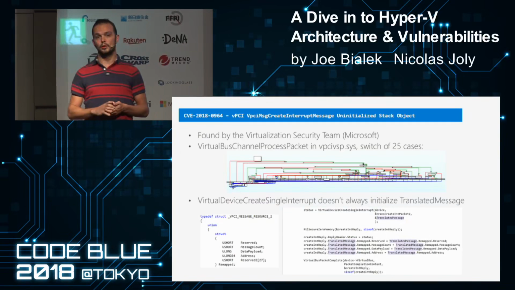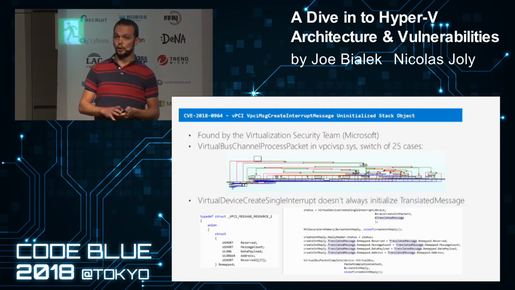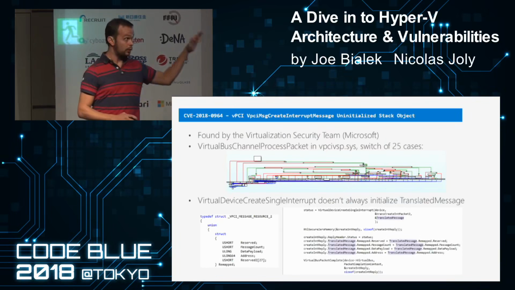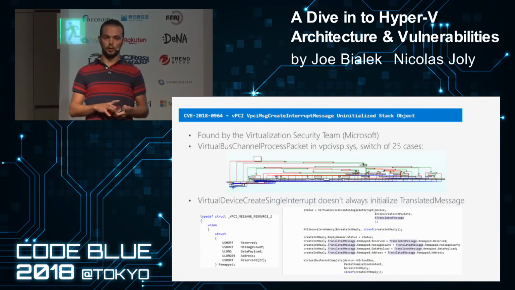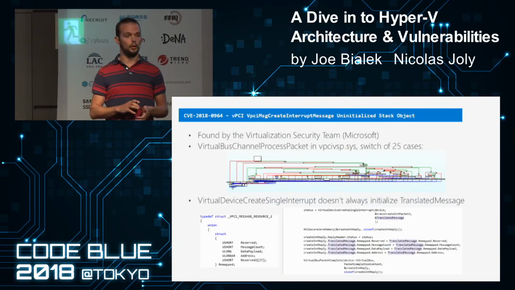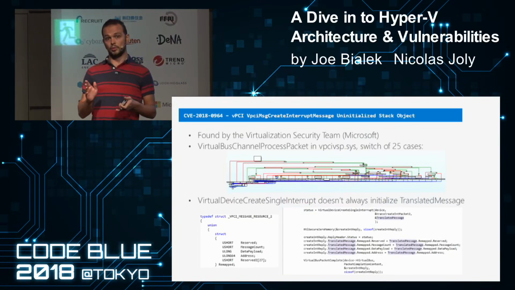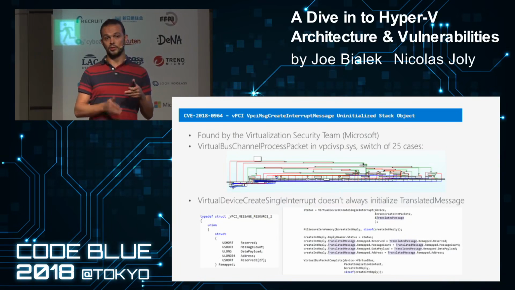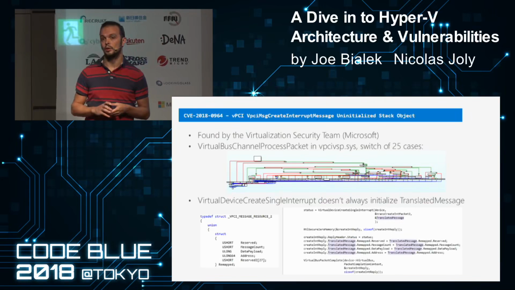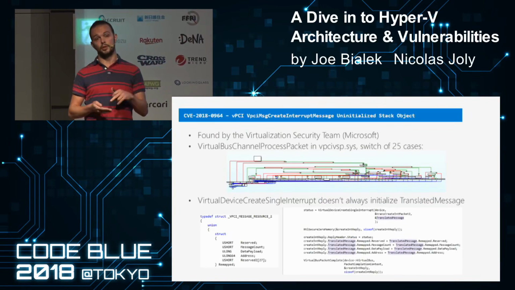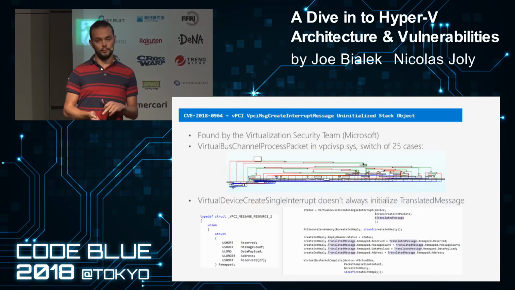So in the host, you've got VPCIVSP.sys, and in that driver, you've got a big switch case. It's virtual, well, whatever that function name is. It handles 25 cases. One of these cases had to do with create interrupt request messages. What that case was doing was using a stack buffer and giving it to an internal function. If you look at how this internal function is handled, you'll see that the initialization of this stack buffer is done at the very end of it.